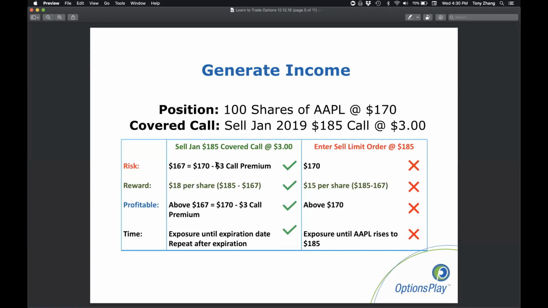So for example, if Apple doesn't go higher and it just craters and goes all the way to zero, if you had just bought the stock, you're risking $170 per share. Here, you're only risking $167 a share. Not a huge difference, but still you are mitigating risk by selling a covered call.